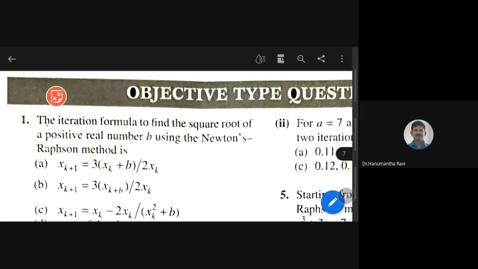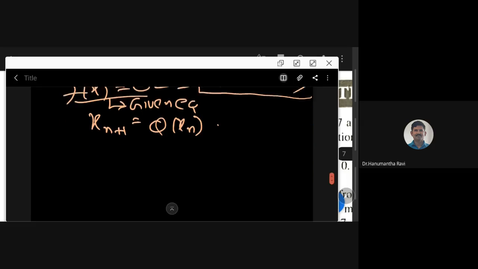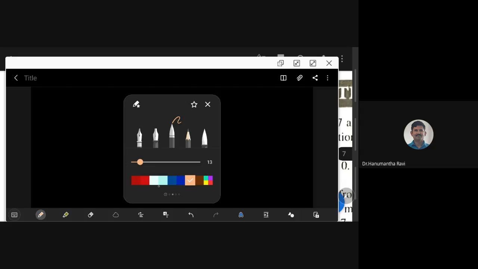So the question asks for the iterative formula to find the square root of a positive real number b using the Newton-Raphson method. So what is given here? b is a positive real number.